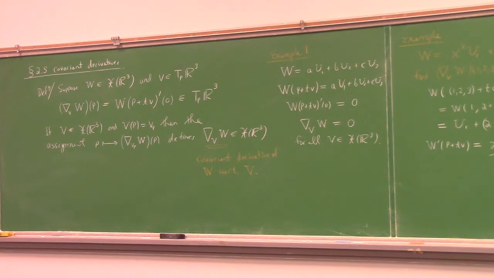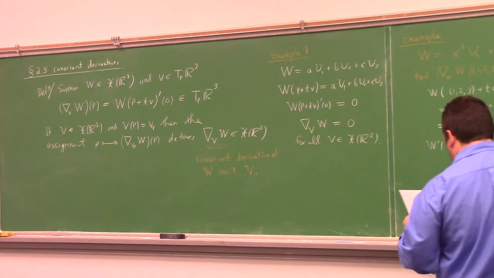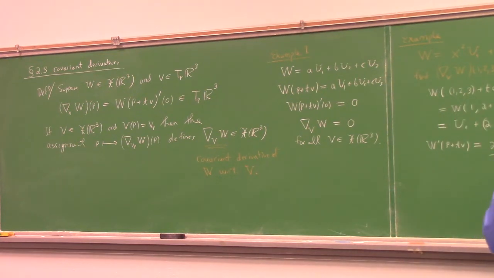I mean, you could also look at this. This is, in fact, the directional derivative of the Wj function in the V direction at P, right? I think that's what I have in the notes also.